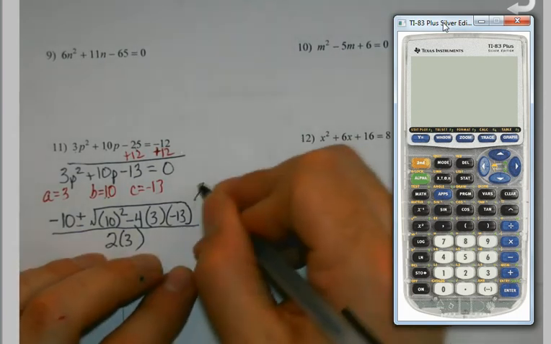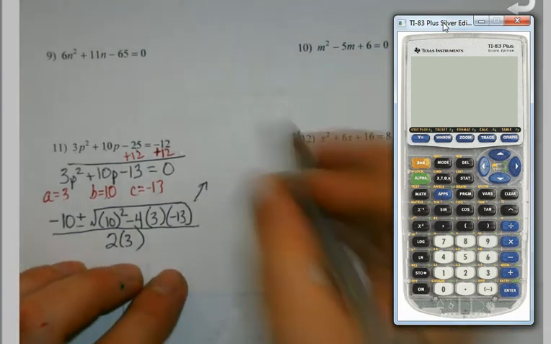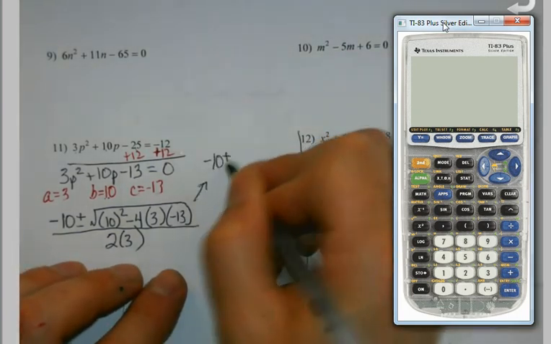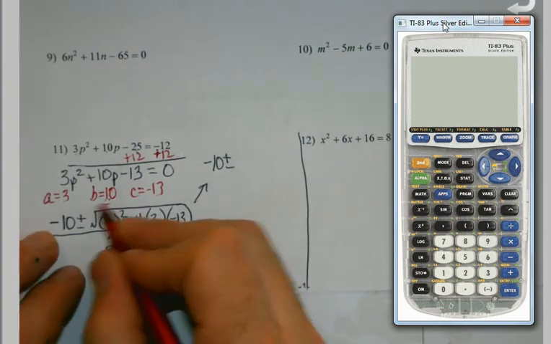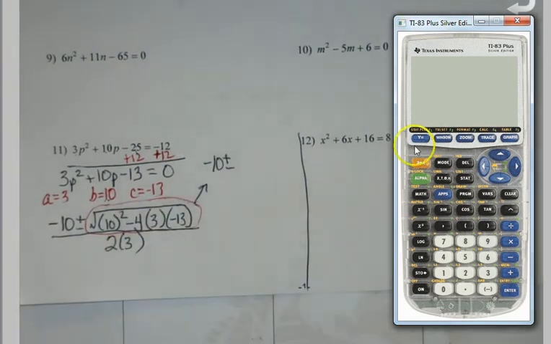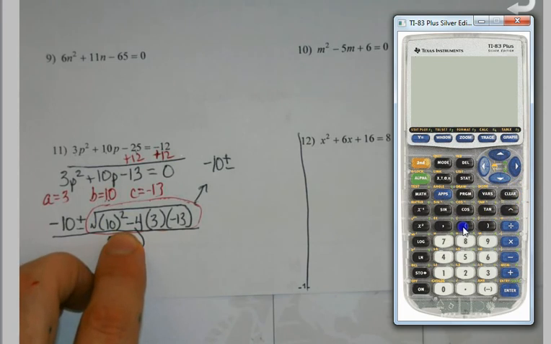So I'll move up to here. So I've got negative 10 plus or minus. Now I get to dealing with this big guy. And there's the part where I really do need the calculator to help me out. So let's see.